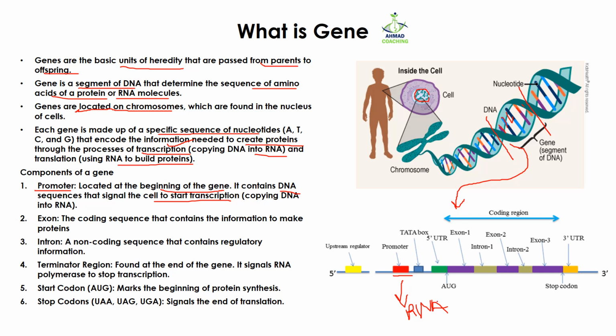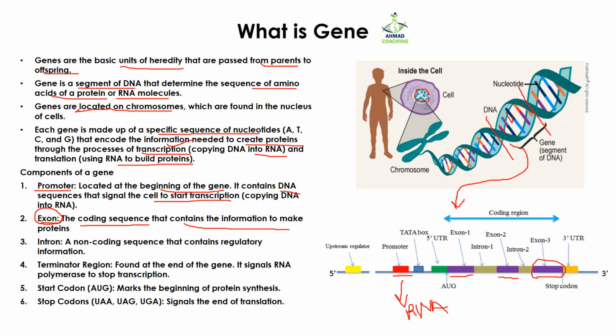Then come the exons. The exons are the coding sequences that contain the information to make protein. So exons are the specific regions which are going to form proteins. Here, for example, this purple part is an exon. Again, we have an exon, and then we have another exon. So this part is going to make protein.